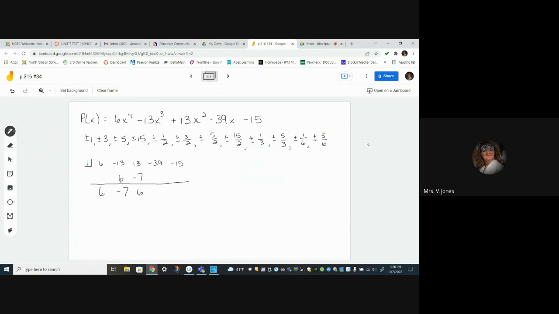So 1 times 6 is 6. When you add, you get this. 1 times negative 33 is negative 33. Now, when you add here, we are not getting 0 as our answer. This part right here is always your remainder. If you're not getting 0, then that means this thing you just divided by doesn't work. So 1 doesn't work. All right, so then you could try negative 1.